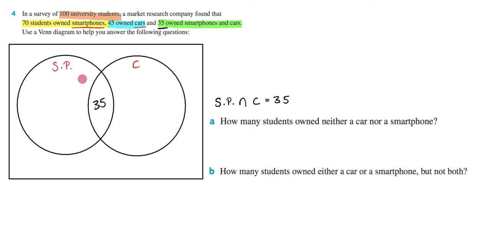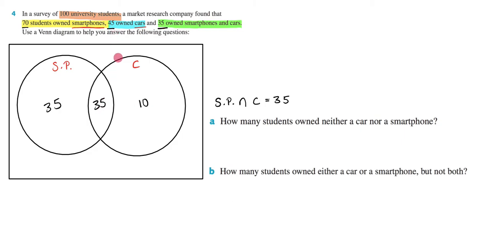Now let's look at our smartphone circle. We know that inside this circle there needs to exist 70 people. We already have 35 here, so that means in the smartphone only space we're going to have 35, because 35 plus 35 is 70. Now we're going to come to our car circle, and we know that we need 45 in the car circle, and we already have 35 in the smartphone and car area in the intersection space. So in the car only area we're going to have 10, because 10 plus 35 is going to be 45.